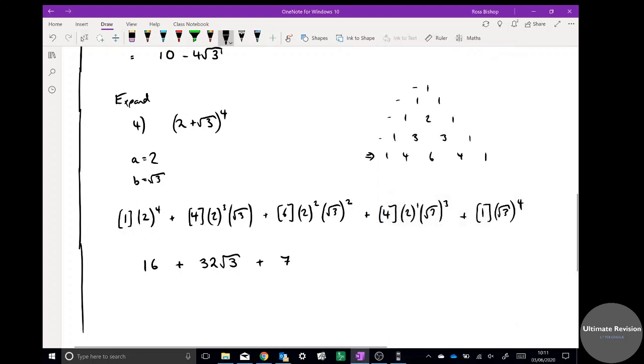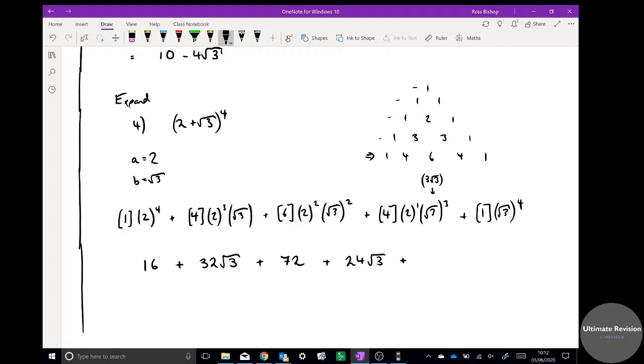72. Got 72 there. Next term, we've got root 3 cubed. Now, root 3 squared is 3, so that in itself is just 3 root 3. Okay, have a little bit of a pause just to think why that would be true. We've ended up with 4 times 2, which is 8. 8 times 3, 24 root 3.